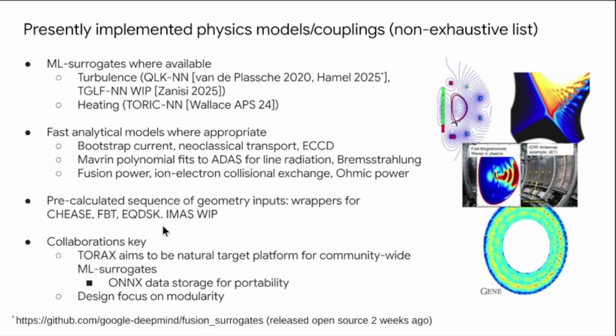I already mentioned the various options for equilibrium, and I really want to emphasize here that collaborations are key. We're making what we like to think is a natural target platform for the ML surrogates developed for integrated modeling, community-wide. We're also thinking a bit about portability for ML surrogates, like with ONNX data storage, to ease how this coupling can be done in general.